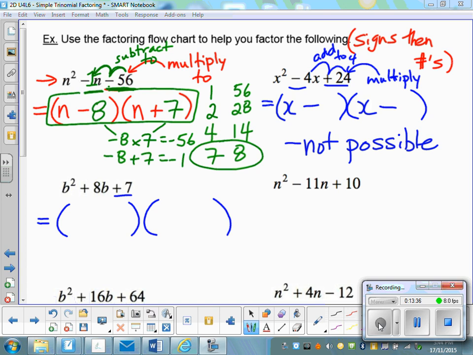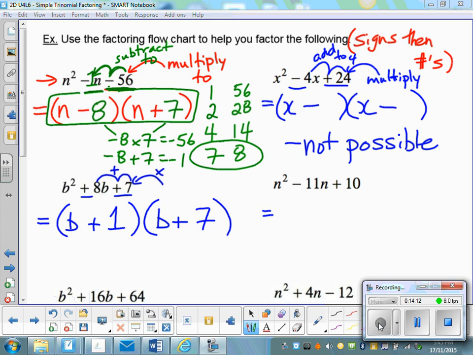Our C value on the end here is positive. So we know that either both of these are positive or both of these are negative. Because this middle term is positive, that means that both of these have to be positive. So we're looking for two numbers that multiply to give 7 and add to give 8. Well, the only numbers that multiply to give 7 are 1 and 7, and they add to give 8, so that's our answer there.